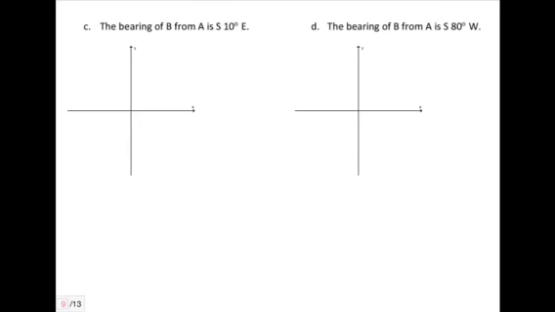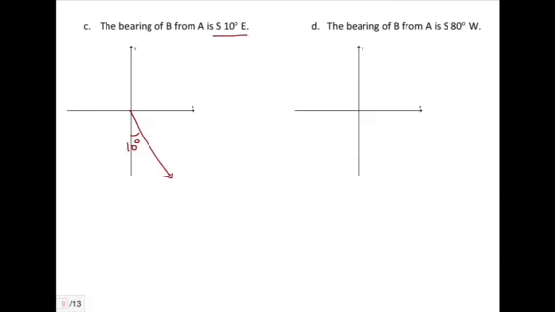So in C, we have the bearing is south 10 degrees east. So I start in the direction of south, and I'm going to go a little bit to the east because 10 degrees is a small angle. It's kind of hard to draw a really small angle, but let's just say that's about 10 degrees.